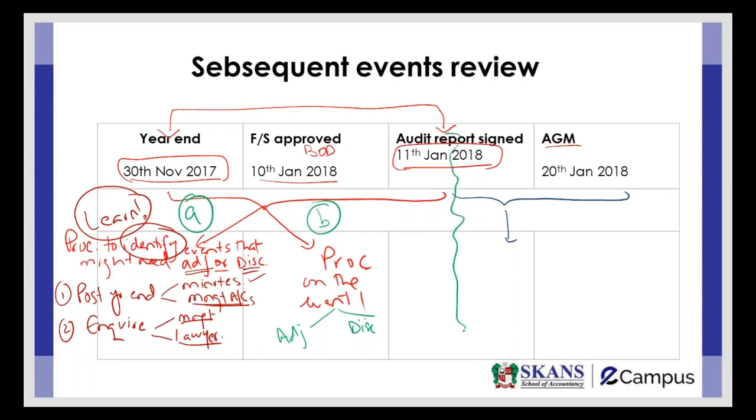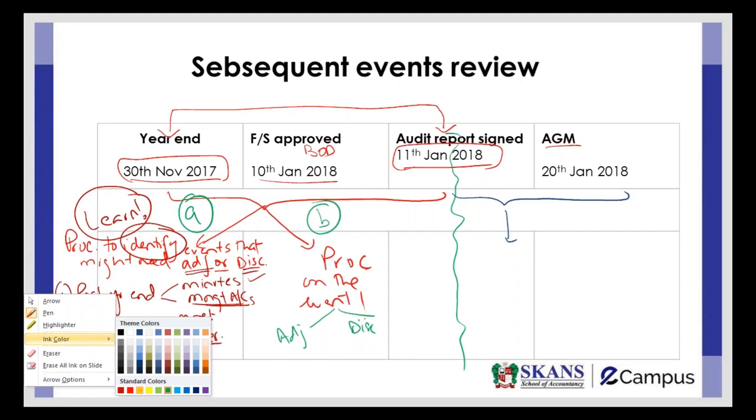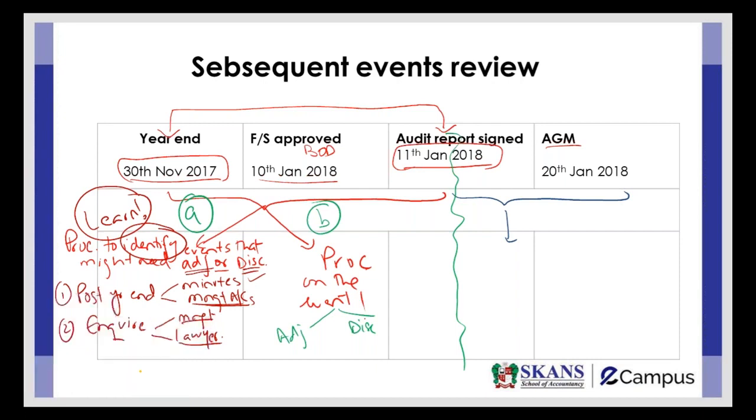Once the audit report is signed, so on the 11th of January, I signed my audit report to say financial statements give a true and fair view, in my opinion, etc. So the audit report has now been signed. You don't need to do part A anymore. So you don't have to identify procedure events yourself. However, if you become aware of such an event, number one, you'll have to discuss with the management whether they are going to amend the financial statements. So discuss with the management.